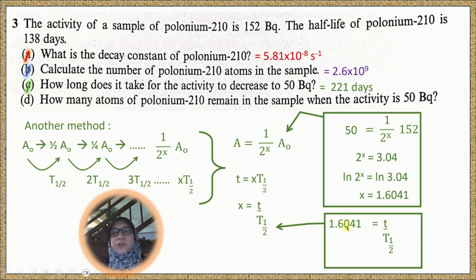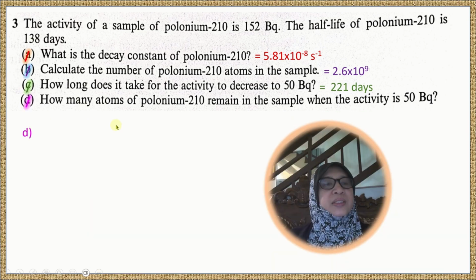The x, 1.6041, equals t over half-life. The half-life is 138 days, and we get the time taken as 221 days. Okay, so we get the same answer as the previous method. Lastly, question D. How many atoms of polonium-210 remain in the sample when the activity is 50 becquerel?